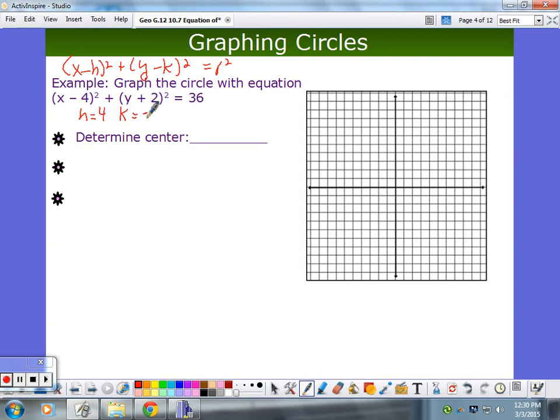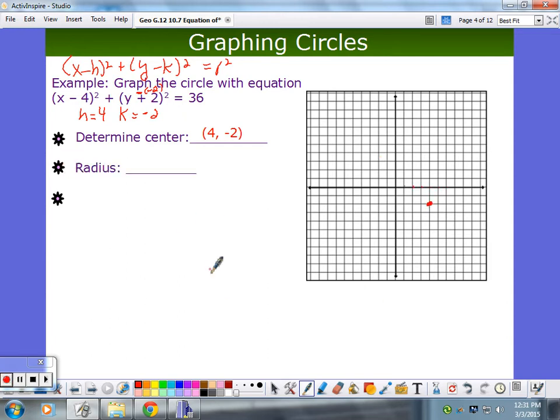Negative 2. Remember, the subtraction: to have this be a plus, I must have been subtracting negative 2. So my center is (4, -2). Be careful, because you are subtracting. It feels opposite, but it's not. So I'm going to put the center on my graph: 1, 2, 3, 4, 1, 2. There's the center of the circle.